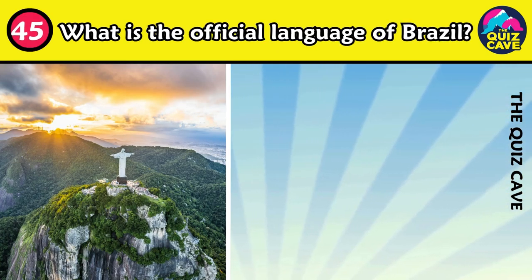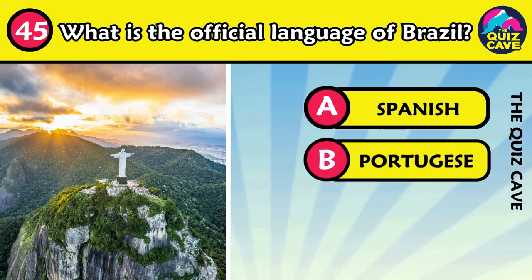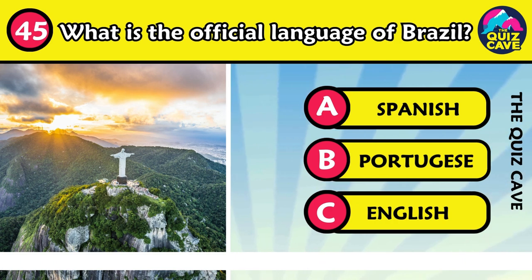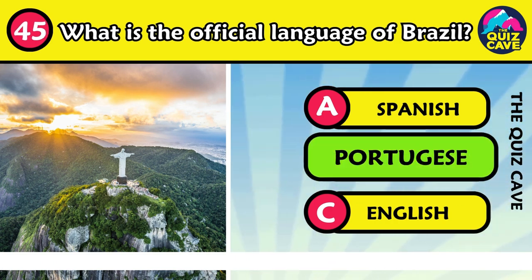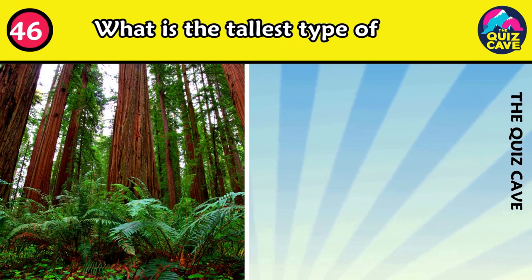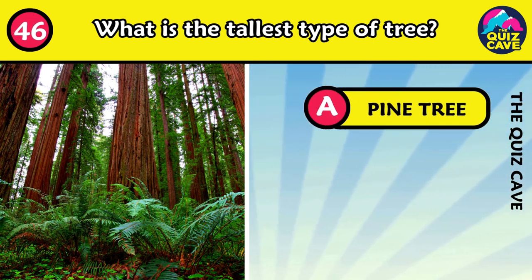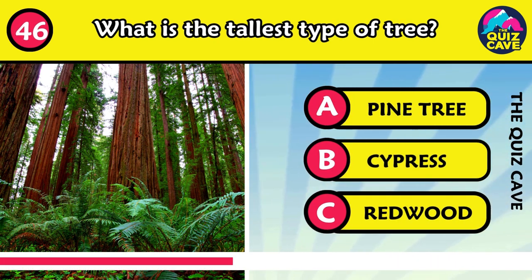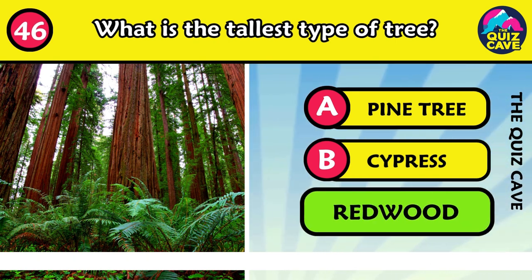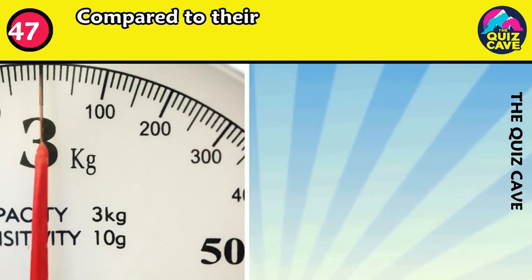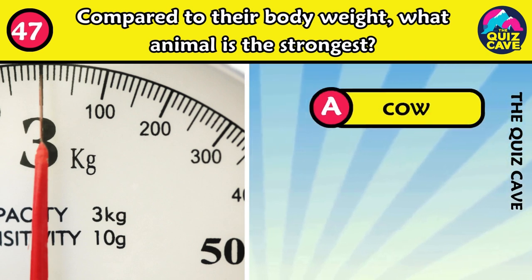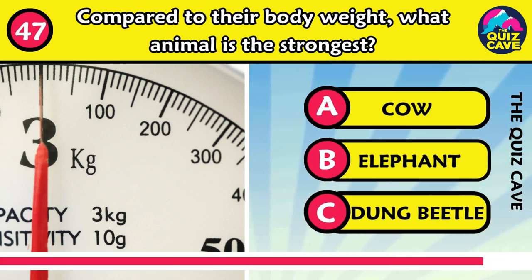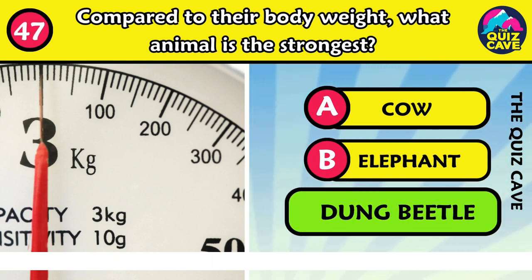What is the official language of Brazil? Portuguese. What is the tallest type of tree? Redwood. Compared to their body weight, which animal is the strongest? Dung beetle.